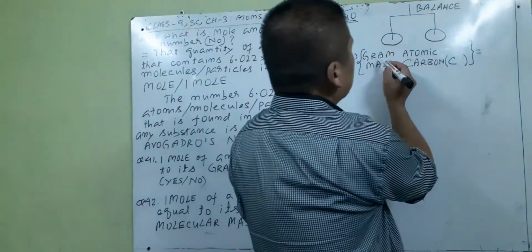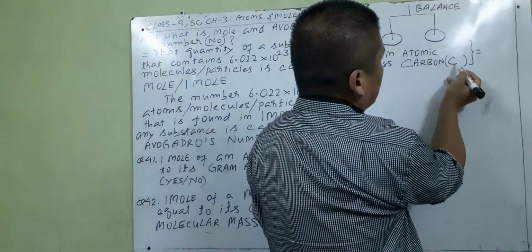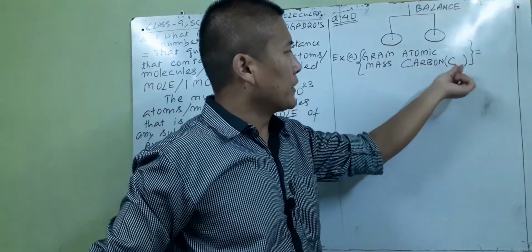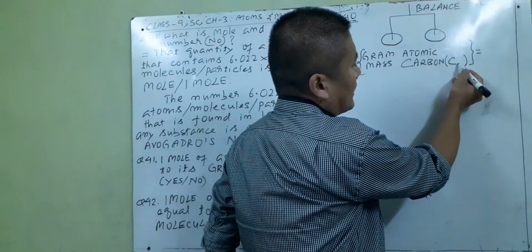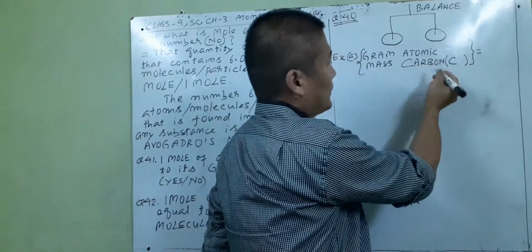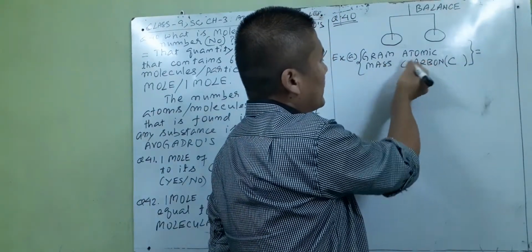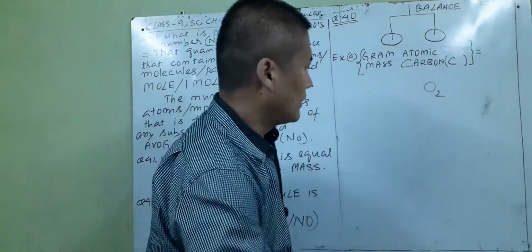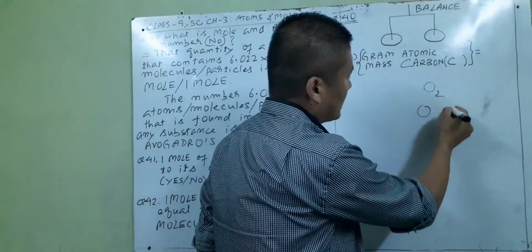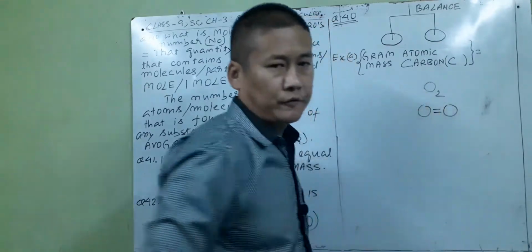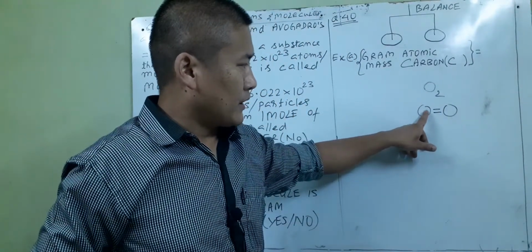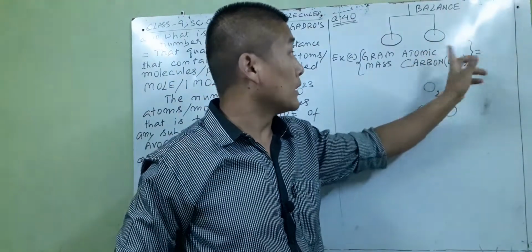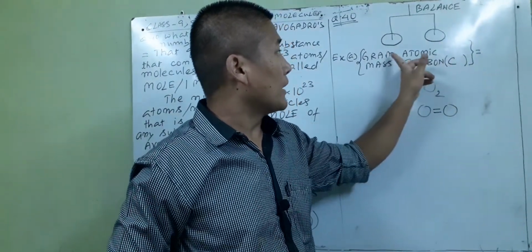Now let us start with the gram atomic mass of carbon. Let us say the carbon symbol C here. Now we know that if there is no number at the back, it means there is only one atom. So that's why we call it the gram atomic mass. If you compare that with O2, for example, we see two oxygen atoms connected by a double bond, of course. But the point here is not the bond. Two atoms means molecule, more than one atom. But here only one atom, so we call it atomic mass.